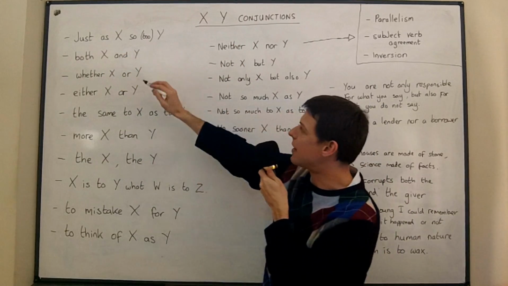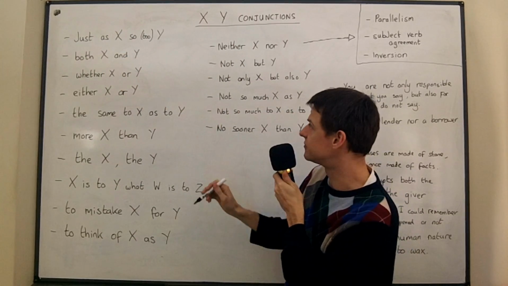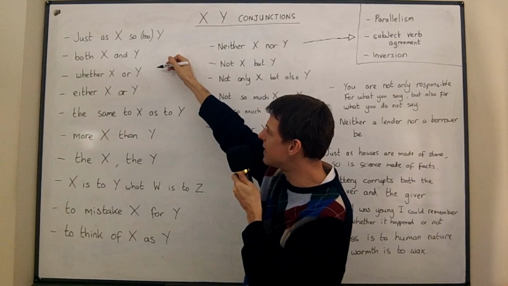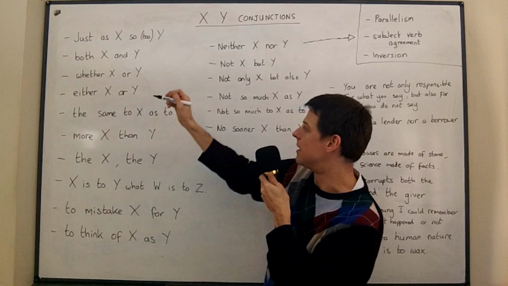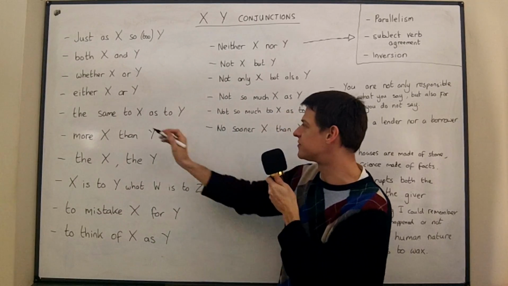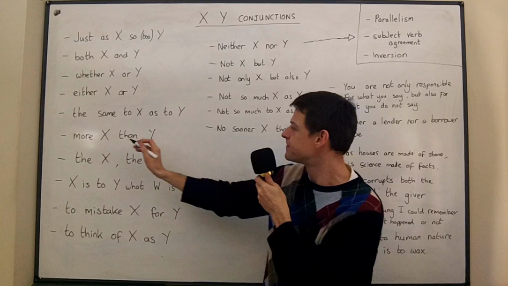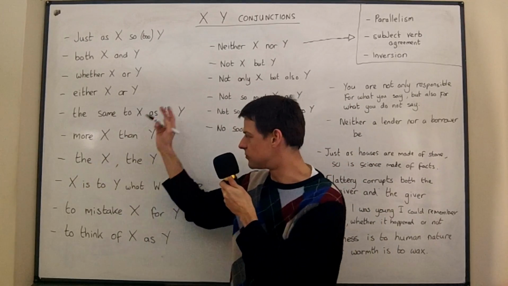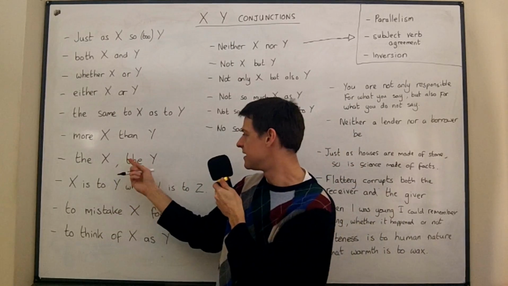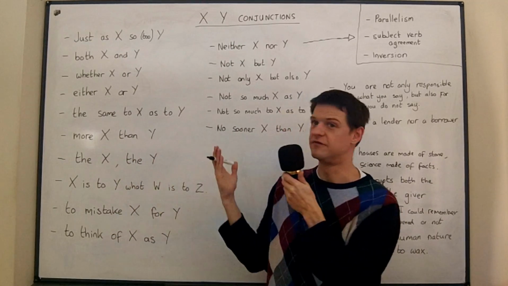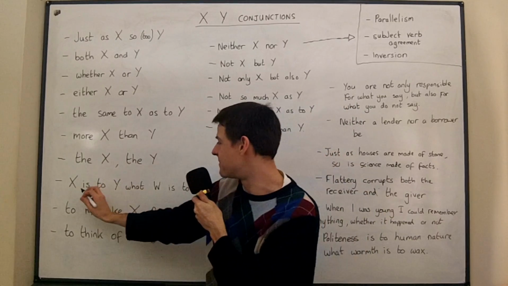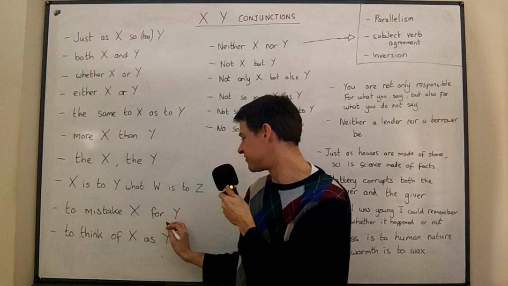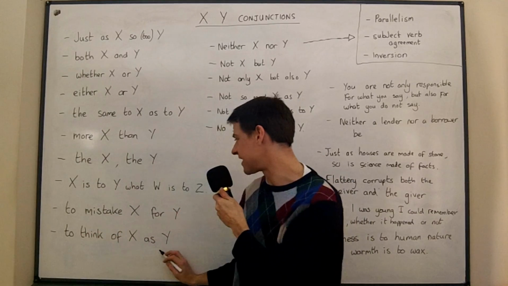Just as X, so Y, and I mentioned this in my last lesson, so I won't go into this one in detail. But you could have both X and Y, whether X or Y, either X or Y, the same to X as to Y, more X than Y, the X, the Y, like the bigger the better, or the sooner we get there, the better we'll feel, or whatever it is. X is to Y what W is to Z. To mistake X for Y, or to think of X as Y.